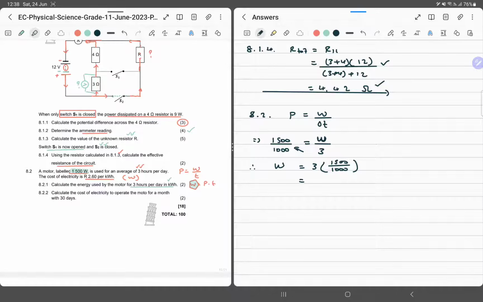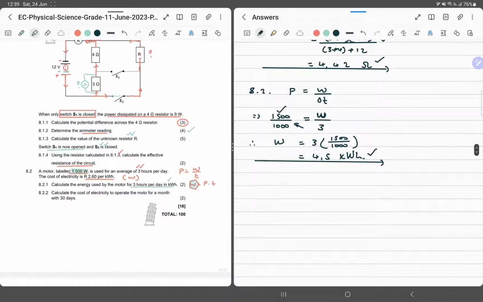So let's see what is that. So we've got 3 into 1,500 over 1,000. So we're getting here 4.5 kilowatt times hour. Okay, that's what we were asked, so we had to do it like that. So again here, how many marks? 2. Wow, that is strange. So basically this conversion is the most important in the final answer. The rest is your own indaba according to the stories.